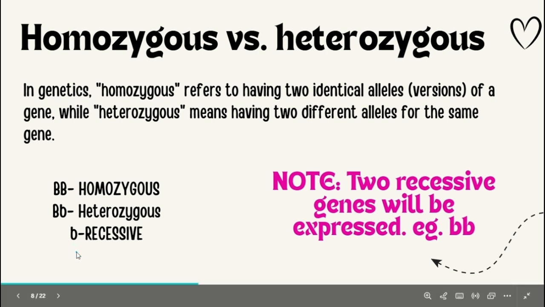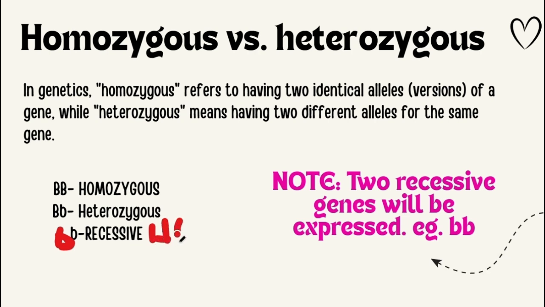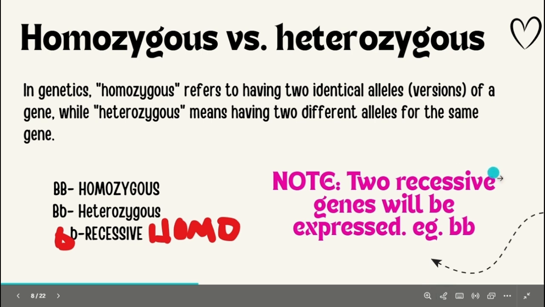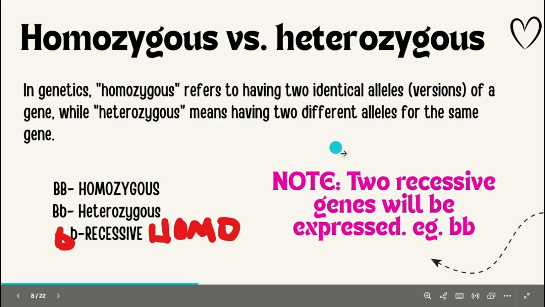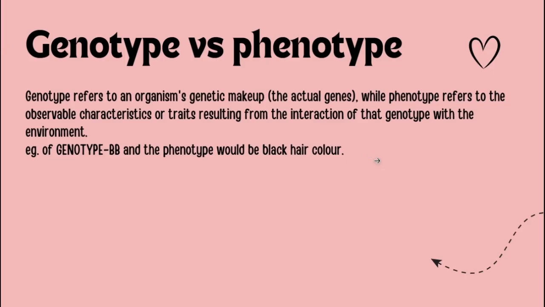And obviously recessive, right? You have little b, but in this situation, if we put another little b right here, that would be homozygous recessive, right? So you have homozygous dominant, you have heterozygous, and then you have homozygous recessive. Those would be the three main ones.